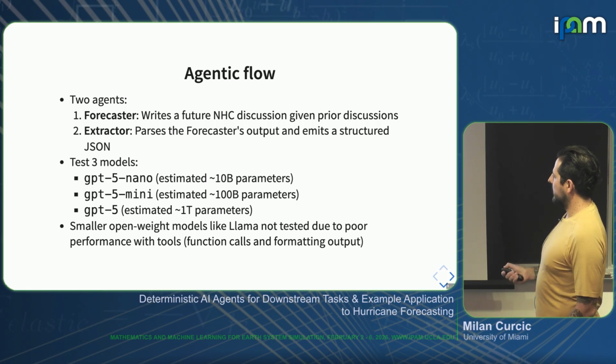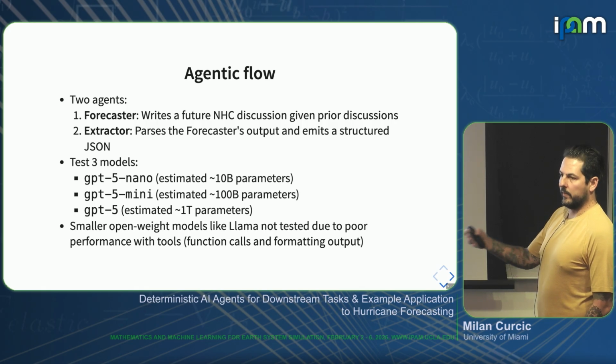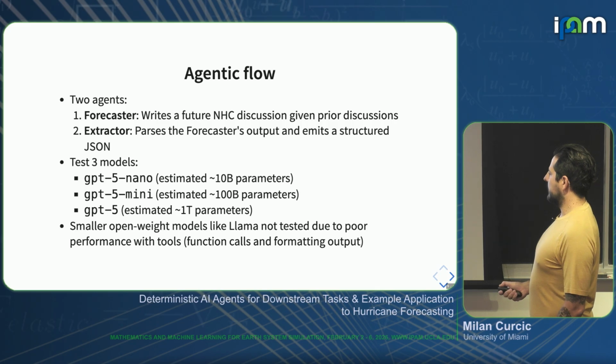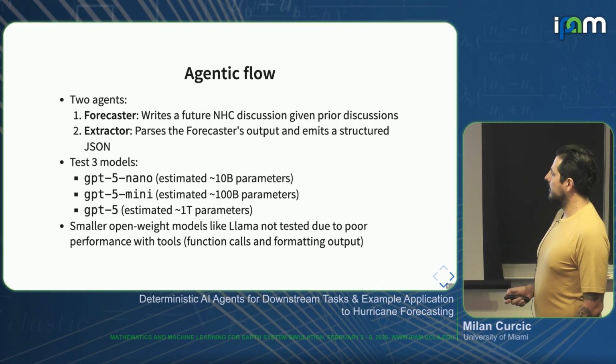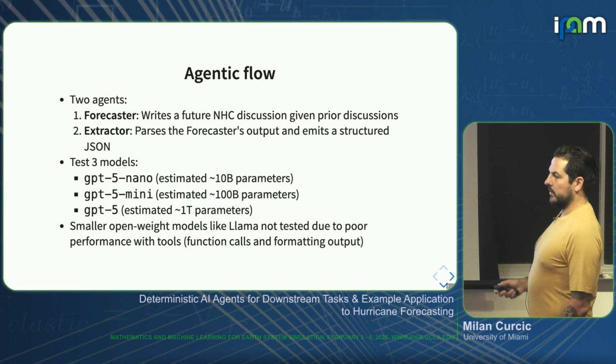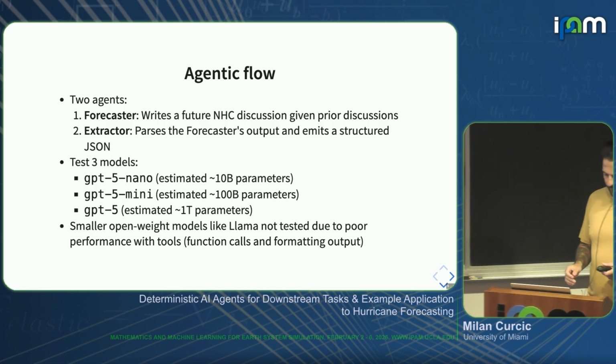Now, in terms of parameter size, Nano, which is a very small model, is estimated to be, and this is not open information, not documented, but people have done studies and reverse engineered, based on performance, what the size of each of these models could be. So we're talking about 10 billion, 100 billion, and 1 trillion parameters. 10 billion parameters, the smallest one here, is already 10 times larger than the one I was trying to fine-tune.